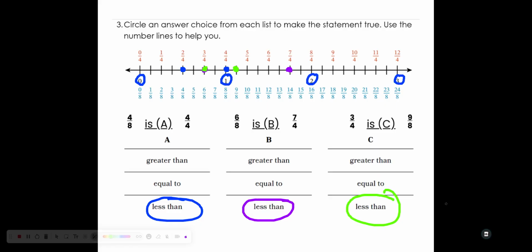Do not assume that's what's going to happen on your test. Make sure you plot it and you compare them. Is it more to the left? If it's on the left, then it's going to be less than. If it's on the right, it's going to be greater than. But if they are in the same plot, they are equal to.